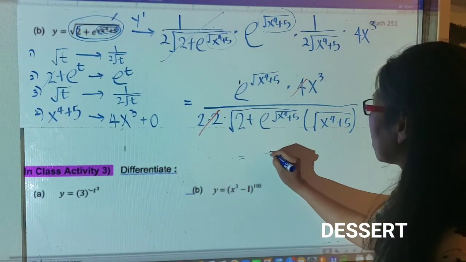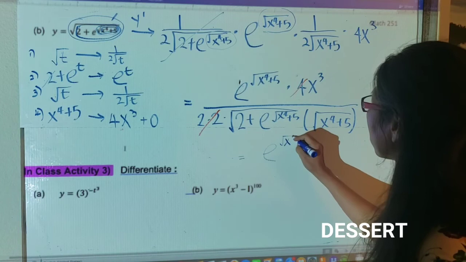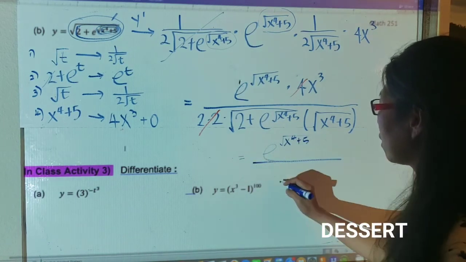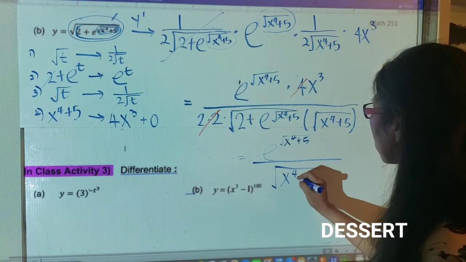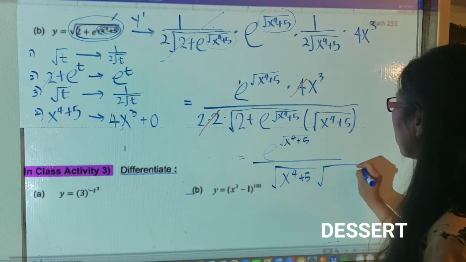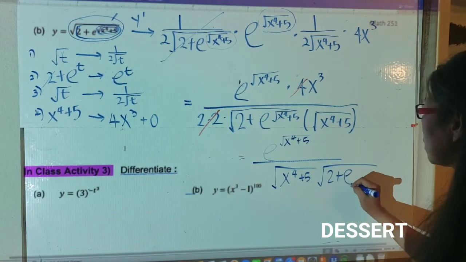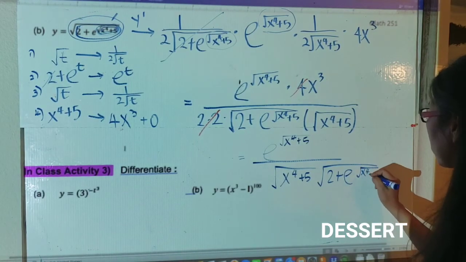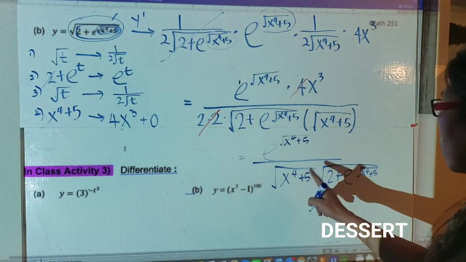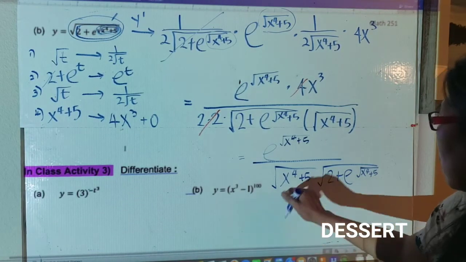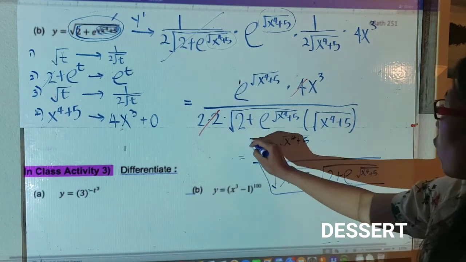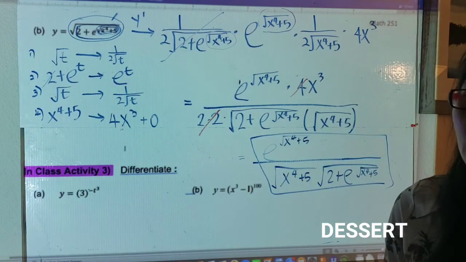E to the square root of x to the 4th plus 5 over, and I'll write this one first, just a little nicer, 5, and square root of 2 plus e to the square root of x to the 4th plus 5. Now, can I put them together inside? Yeah, I think you can put it and then put it as a parenthesis inside. But I kind of like it separately this way for now, and then that's the answer.